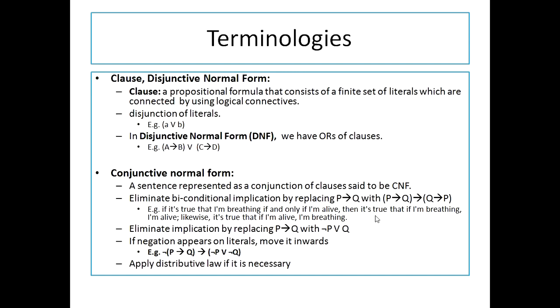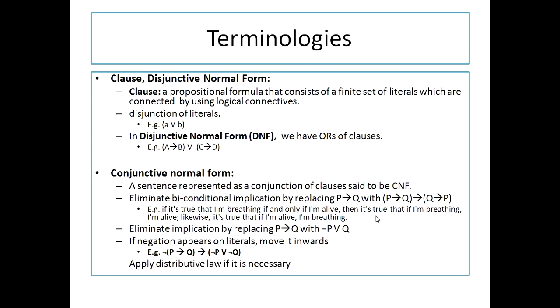So this will be shown like this. For example, A or B. A is one sentence you can consider, and B is another sentence. We connect these two by using an OR operator. So the disjunctive normal form is usually generated by applying the OR operator on a set of clauses. So we connect a set of clauses by using the OR operator to get this disjunctive normal form. And for conjunctive normal form, we use the AND operator to connect.